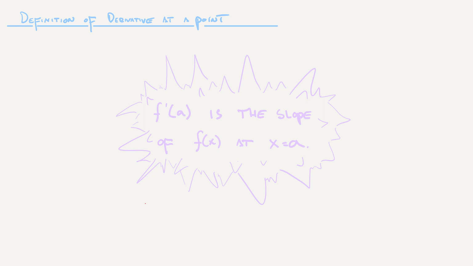If there's nothing else that you remember from this video other than this, then I'll feel happy. This is the main idea of this entire video. The derivative, f prime of a, is the slope, the instantaneous rate of change, of f of x at the point x equals a. Let's do some examples.